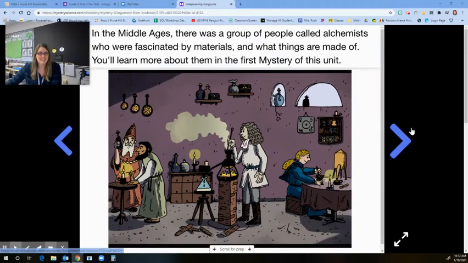All right, so in the Middle Ages, there was a group of people called alchemists who were fascinated by materials and what things are made of. You'll learn more about them in the first mystery of this unit. You can see they've got potions and they're making medicines and things. They're fascinated by what things are made out of.